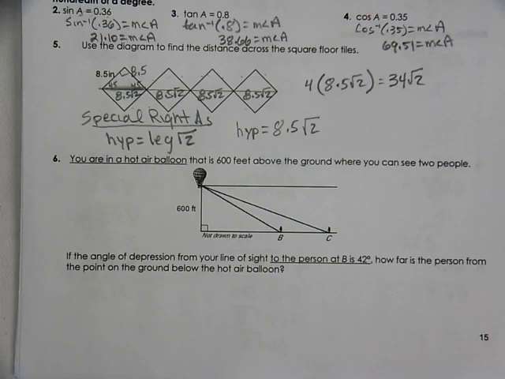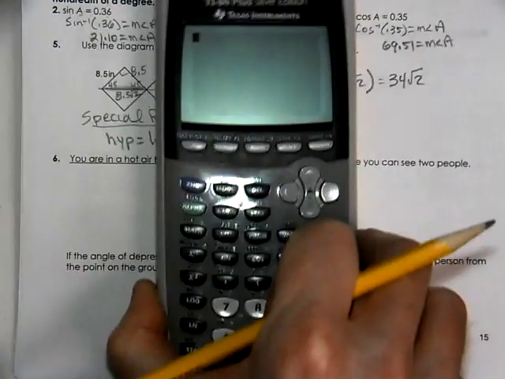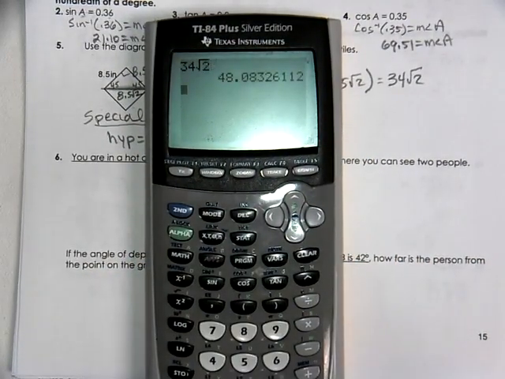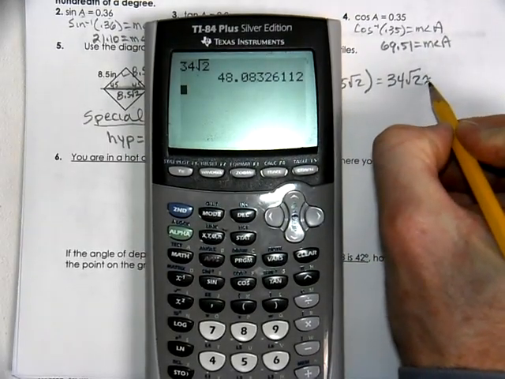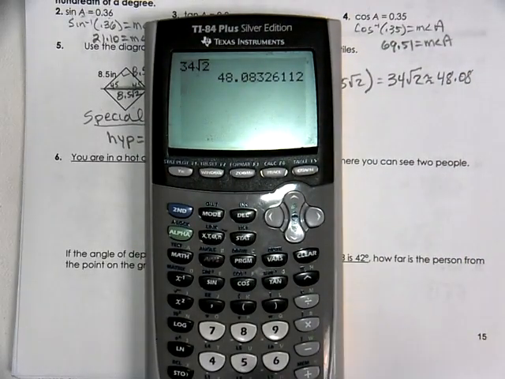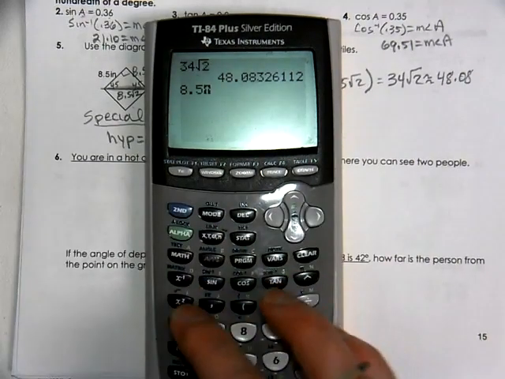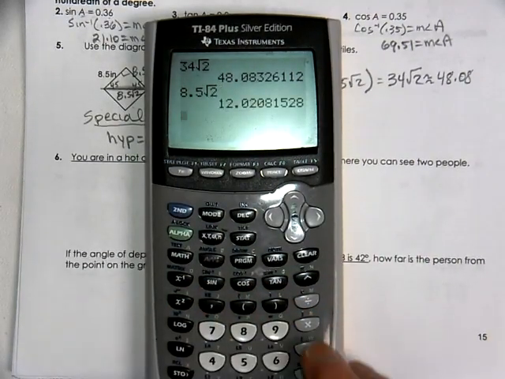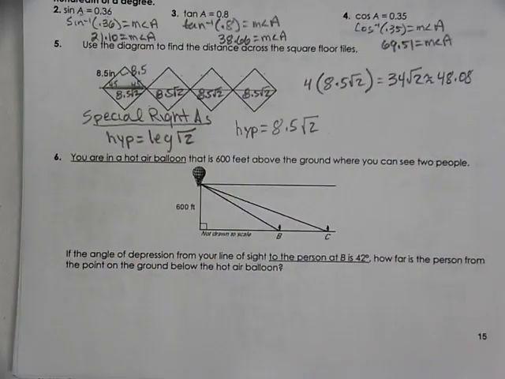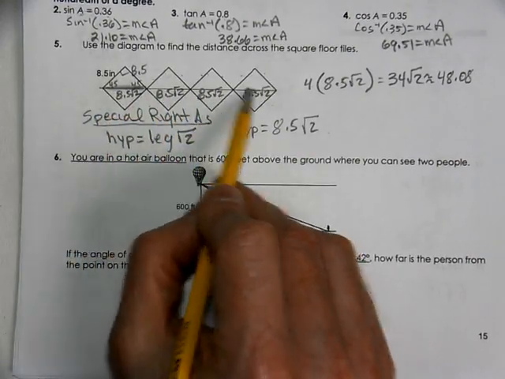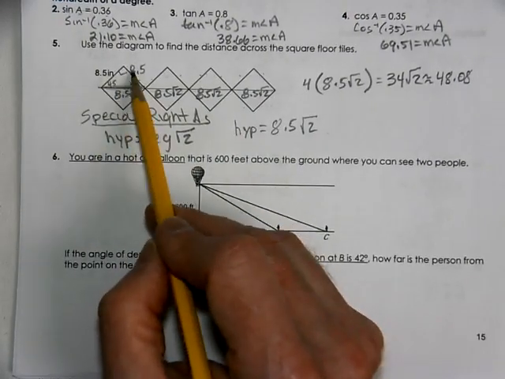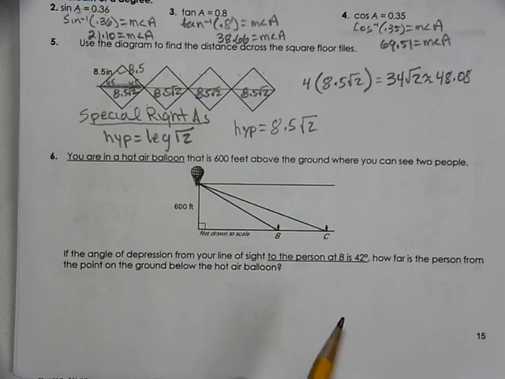That's the exact answer. And if you wanted to know the decimal version of that, 34 root 2 is approximately 48.08. So you could have taken 8.5 root 2 and times that by 4. That would have gotten you the same answer. That's the distance across 4 square tiles, if each side of the square tile was 8.5. Last one.